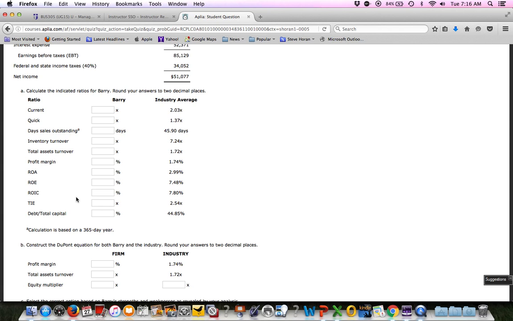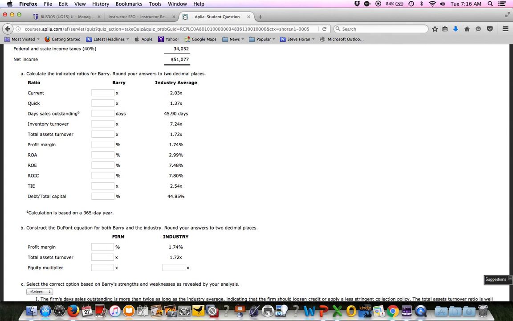The next one is TIE, times interest earned, which is your EBIT divided by interest. And then debt to total capital is your debt number divided by your total capital number, total invested capital. So ROIC and debt to total capital are both divided by your total invested capital number, whatever that number is. I will let you guys find that, but that's the number that you would use.